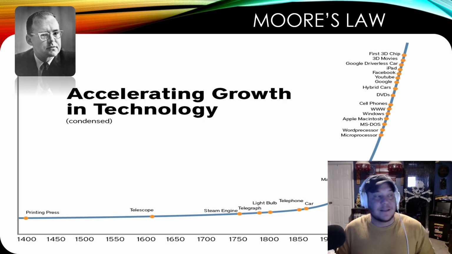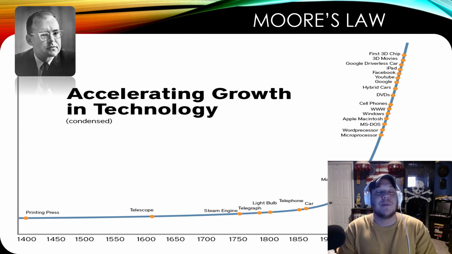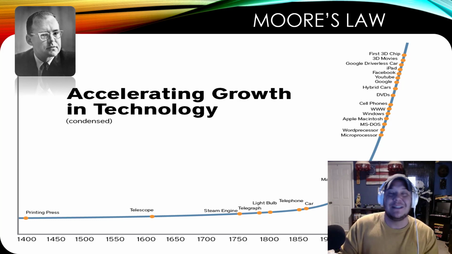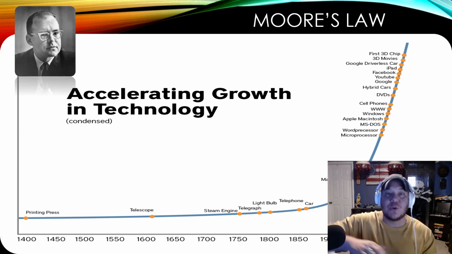This law is called Moore's Law, after Alan Moore. I know I just said Alan Moore, but I cannot remember what his first name actually is. I'm pretty sure it's Alan, but don't quote me on that. But Moore's Law states that technology doubles in capacity and halves in size every 2 years. This means an exponential growth of technology capabilities and speed.